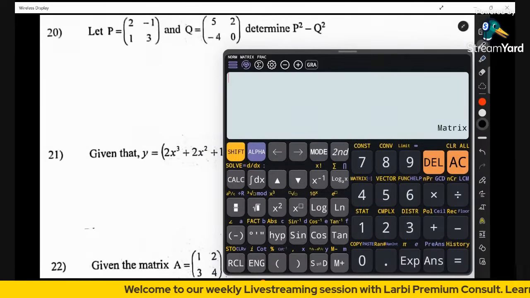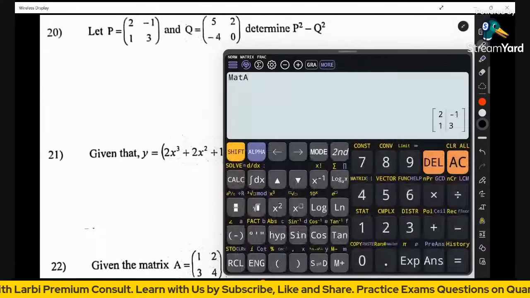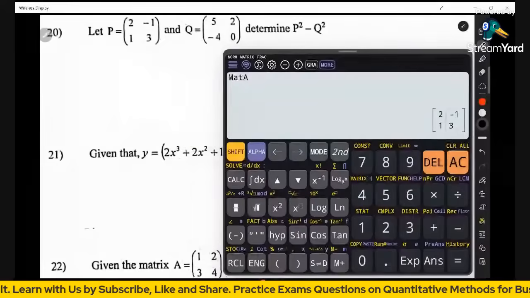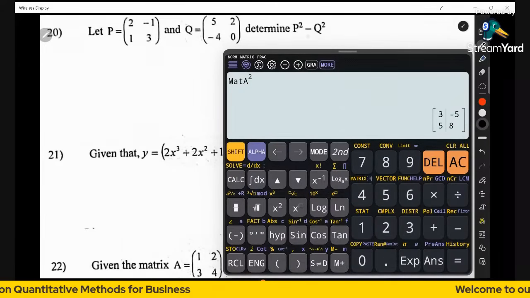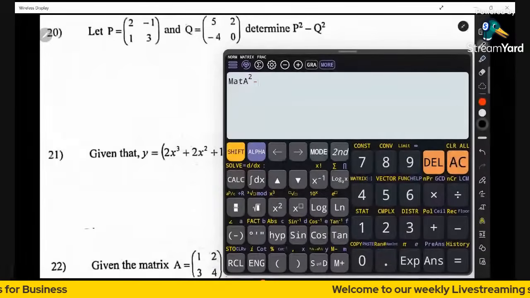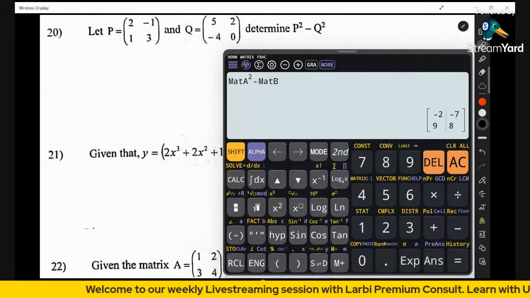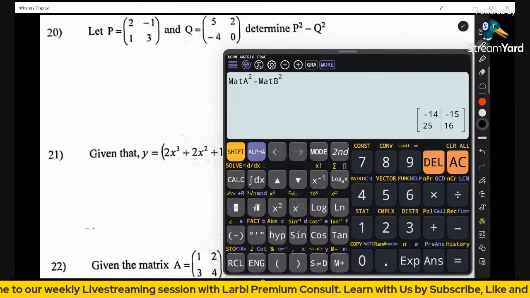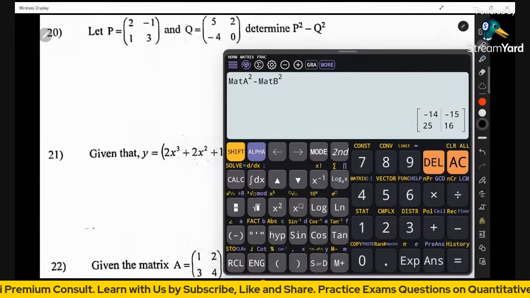Okay, after that, you press Shift, you press 4, and you locate your matrix A. So once you locate matrix A, which is 2, -1, 1, 3, that you see here, all I want to do is to square it. Since we are talking about minus, you bring your minus and press Shift, go to 4, and then locate your matrix B, and that will also come up, and then you square it. When you square it, you get your final answer: -14, -15, 25, and 16. So this is how you use the calculator to solve it.